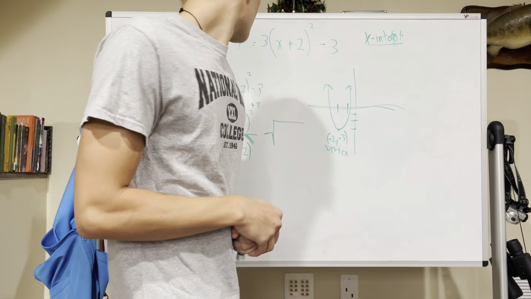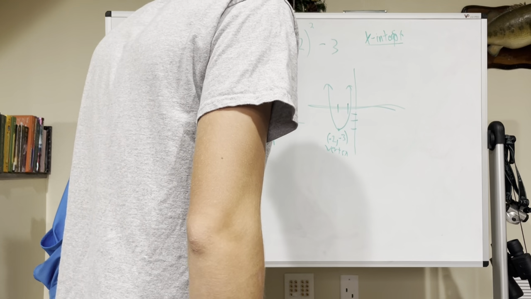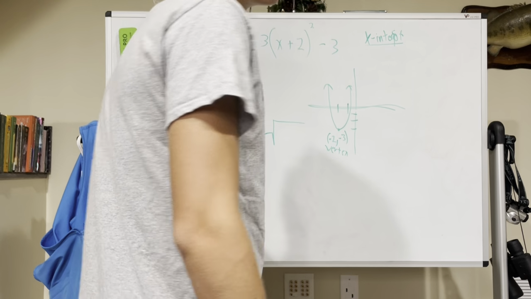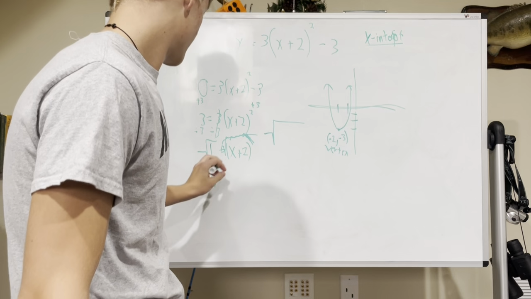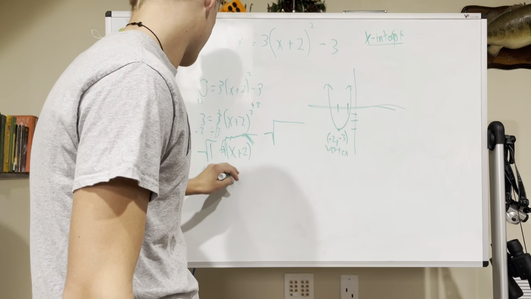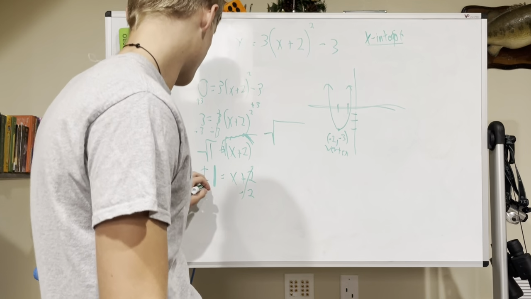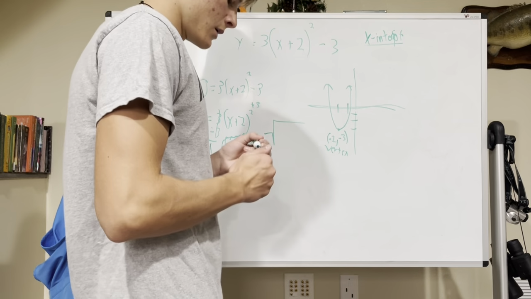I think I did something wrong. Plus 3 divided by 3, square root of 1 is 1, plus or minus 1 minus 2. Oh, no, never mind, I'm all right. Plus or minus 1, and then equals x plus 2, and then you subtract the 2 from both sides, plus or minus 1 minus 2.